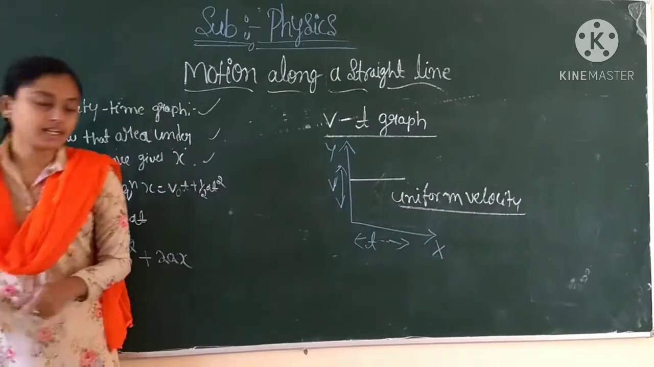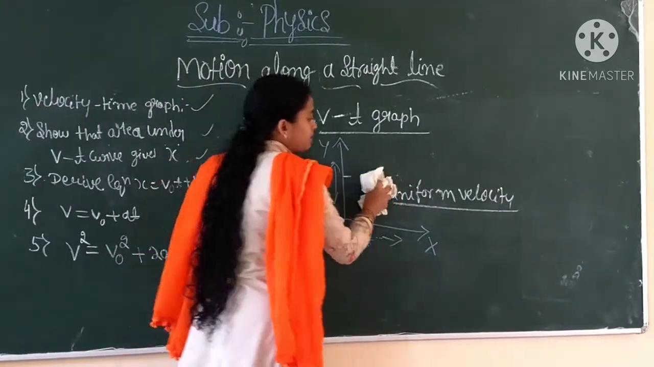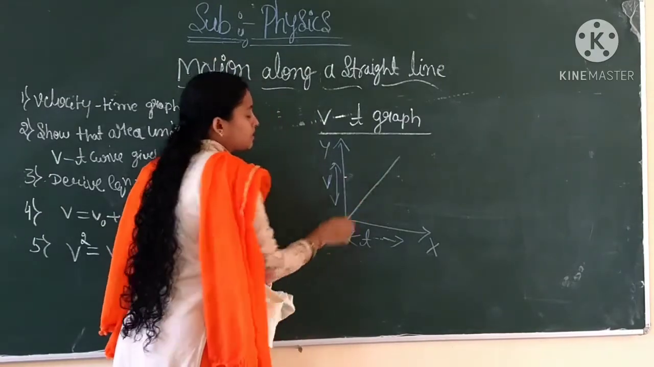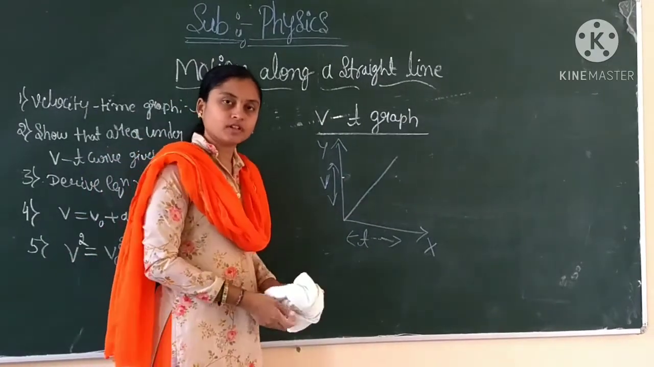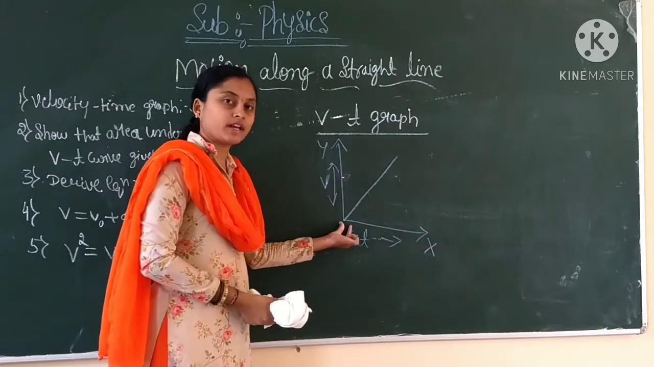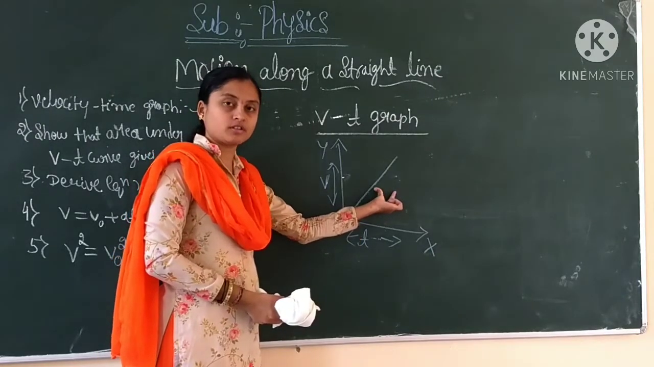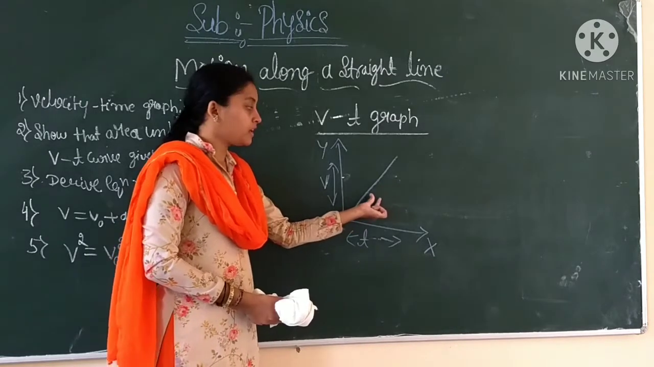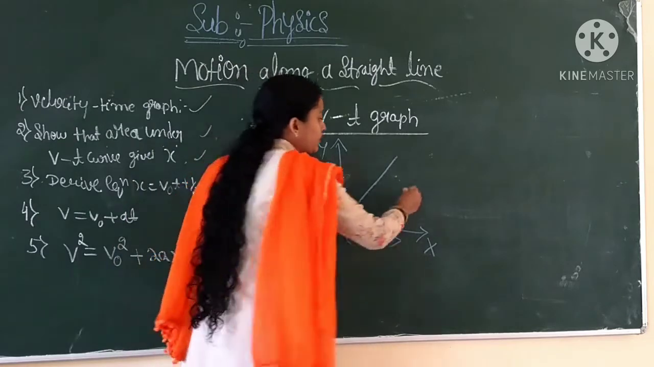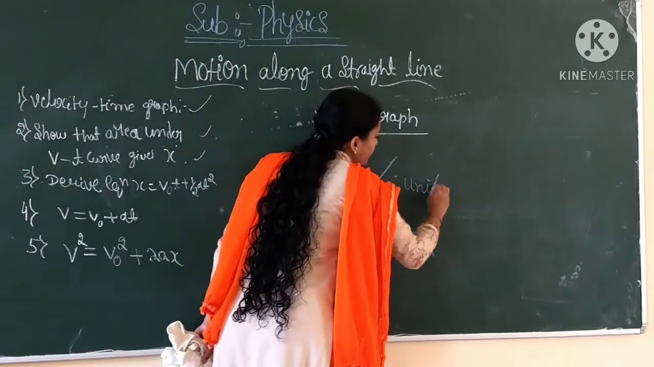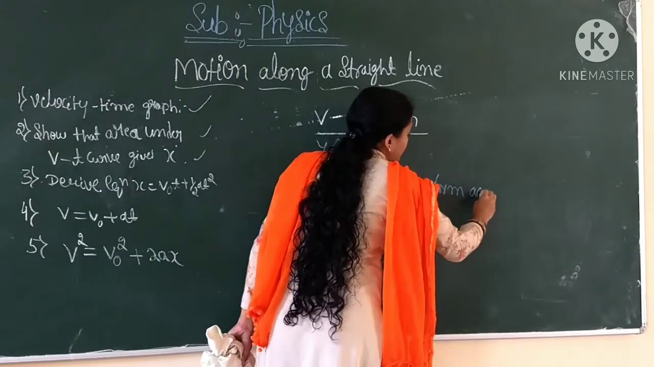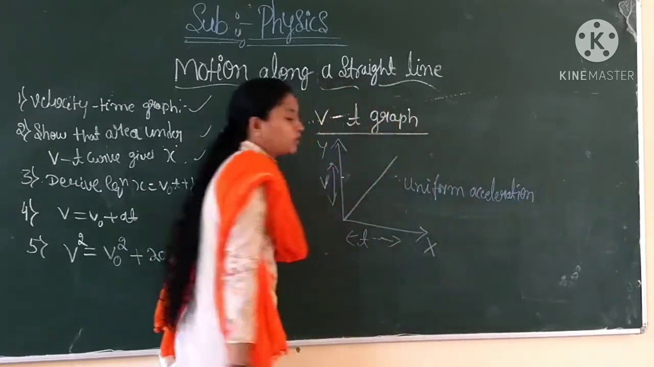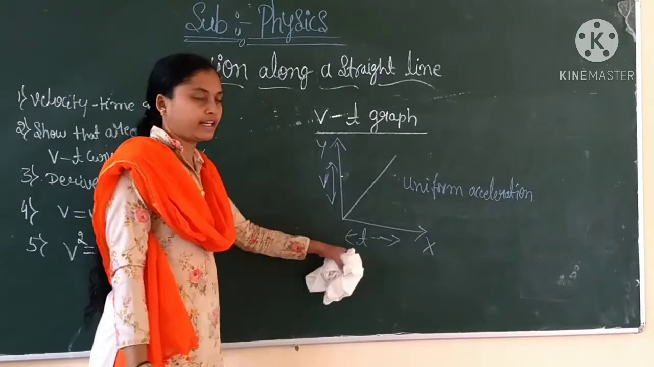So next we take, for example, the particle moving with a uniform acceleration starting from rest. Let us take a second example. For example, this is the VT graph of the particle moving with a uniform acceleration starting from rest condition. This is the uniform acceleration of the particle during its motion in the VT graph.